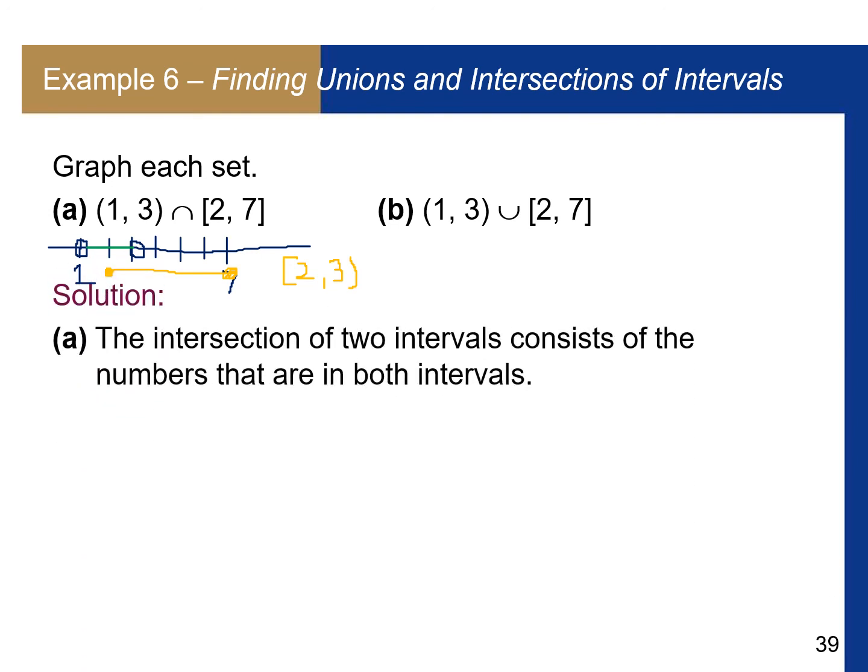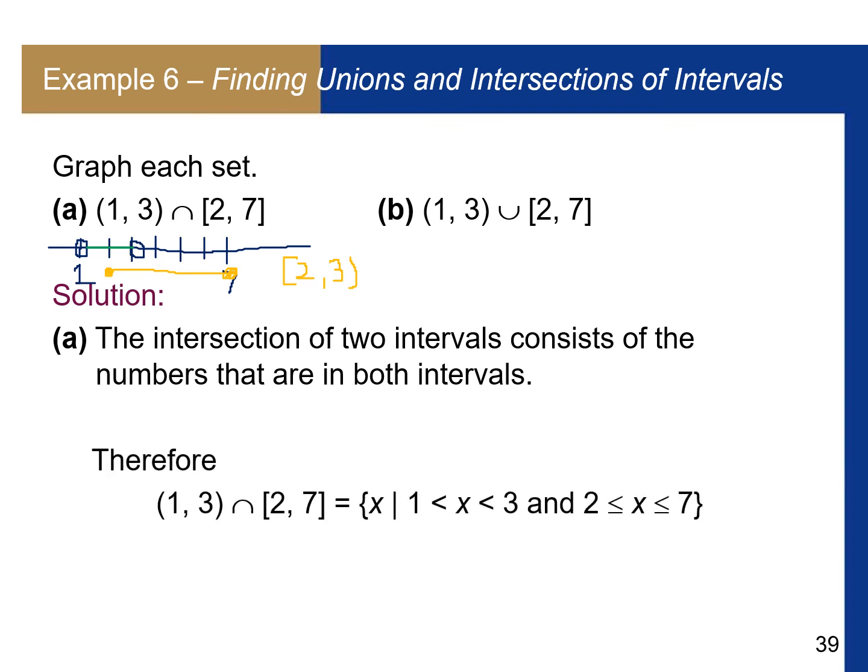So the intersection consists of numbers that are in both intervals. And here, this is just describing what each one of those was. Greater than 1, less than 3, greater than or equal to 2, less than or equal to 7. And we see that what is in both is 2, including 2 and not including 3.